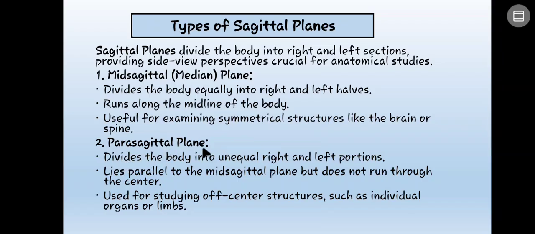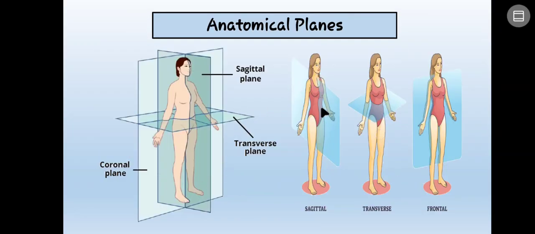Then we have the parasagittal plane. A parasagittal plane divides the body into unequal right and left portions. So for example, if this plane wasn't cutting through the body from top to down equally, but was cutting through somewhere from the point of the nipple of the right breast, we will call it a parasagittal plane. So a sagittal plane that divides the body into two unequal halves, we call it a parasagittal plane.